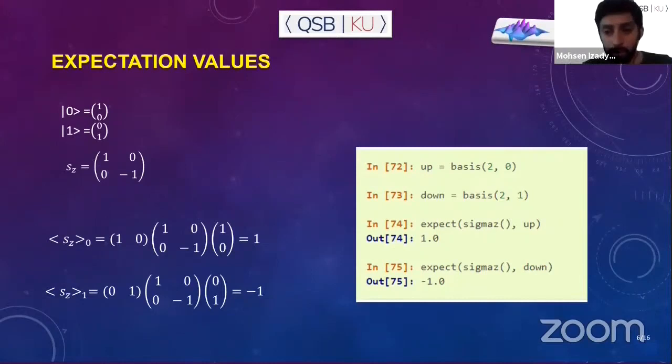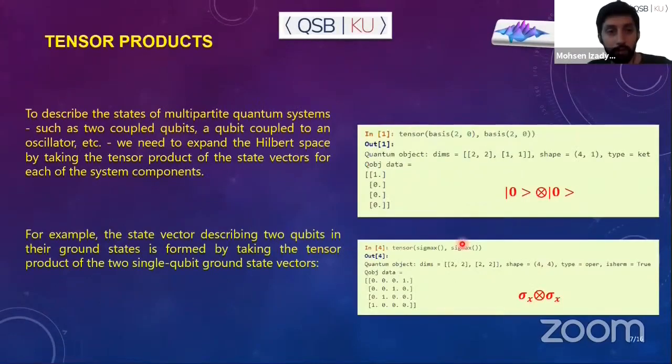In quantum information and quantum computation, we need tensor products. And the first step with QuTiP, you find that it's in fact important.